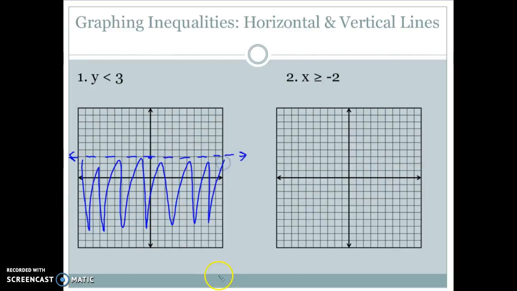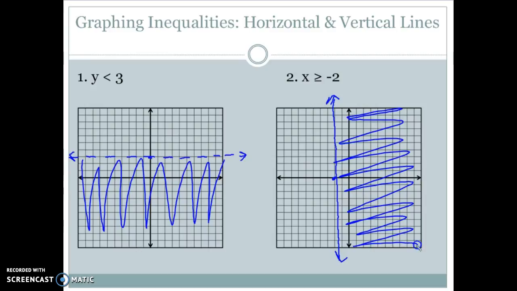Smaller y's go down. x is greater than or equal to negative 2. That's a vertical line, so I'm going to go to negative 2 on my x-axis. It's or equal to, so this one's a solid, really crooked solid line. And I want all the x's that are bigger than negative 2. Well, my bigger x's are to the right, so I'm going to shade on the right-hand side.